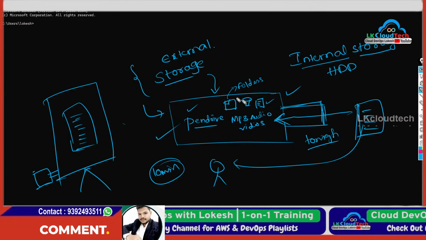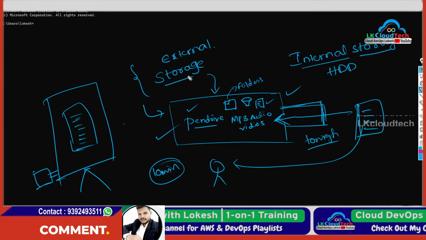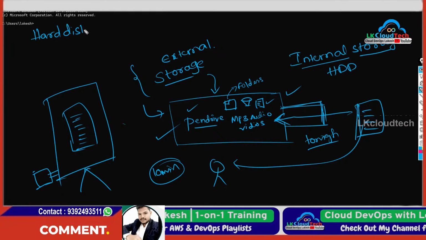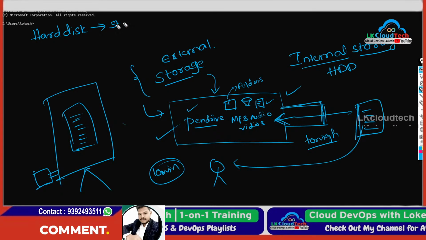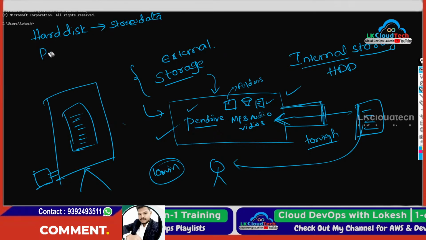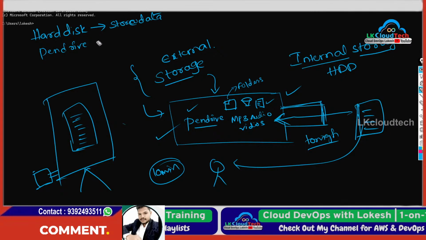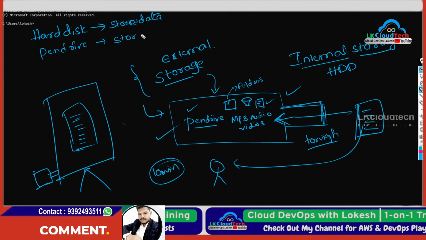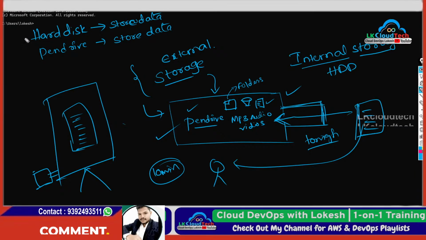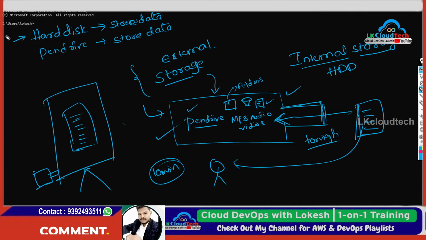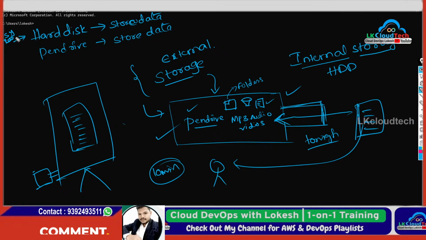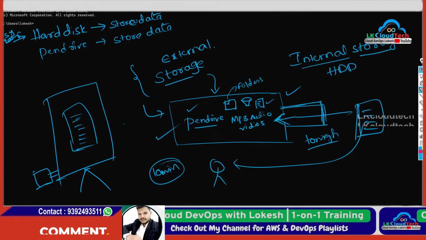Which means this will store the data. Hard disk also will store the data. Pen drive also stores the data. This hard disk will be there in your system, your laptop. So just because of this laptop you are storing your data, right? Am I right?